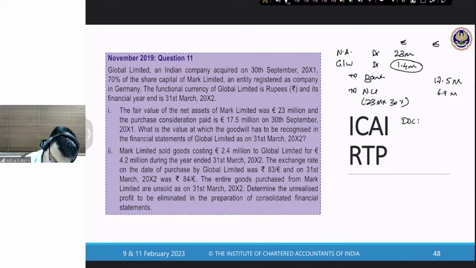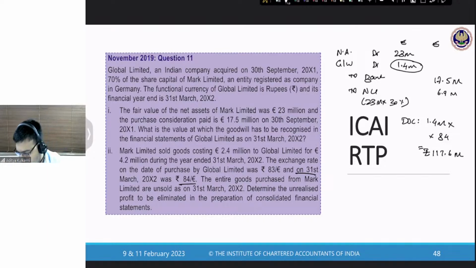On the date of consolidation, 1.4 million into what is the exchange rate on 31st March was 84. So into 84. So that gives you how much? 1.4 into 84. So that gives you 117.6 million. 117.6 million. Have you understood?